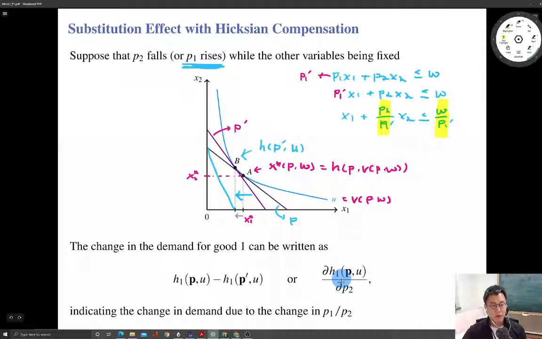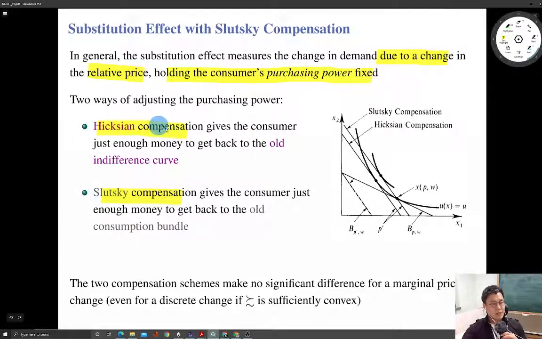And if we consider a marginal change in P2, the substitution effect on the demand for good 1 can be written this way: the derivative of the Hicksian demand for good 1 with respect to P2. That indicates the change in demand due to the change in the relative price. So we use the slope of the new budget line, but we adjust the income to the extent that the consumer could go back to the old indifference curve. That is Hicksian compensation.